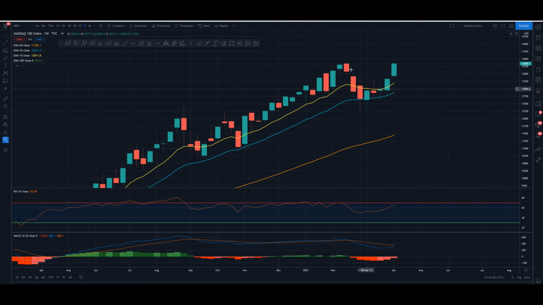And that's what happened. So I thought this was going to turn around this week. We were going to come down, coil up like we've been doing on the daily time frame, find some resistance and then sell off.